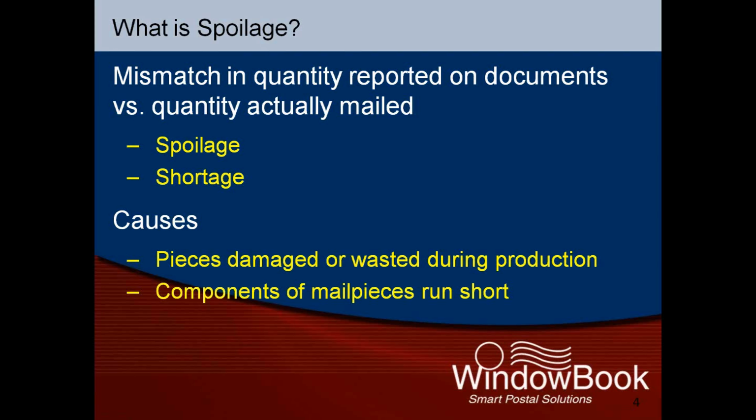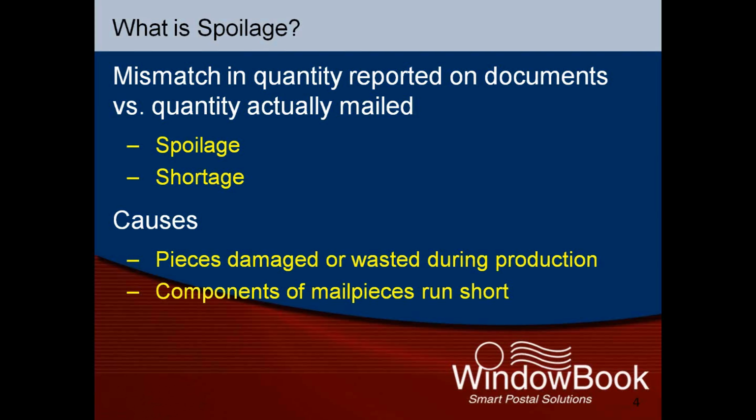Virtually every mail production environment will have spoilages or shortages. Since this is a manufacturing process, it isn't foolproof, and there will almost always be instances where the planned quantities do not match the quantities that are actually mailed. This can occur during normal manufacturing processes, which may result in pieces getting damaged, or in startup processes where pieces may be wasted as the equipment is brought up to speed.